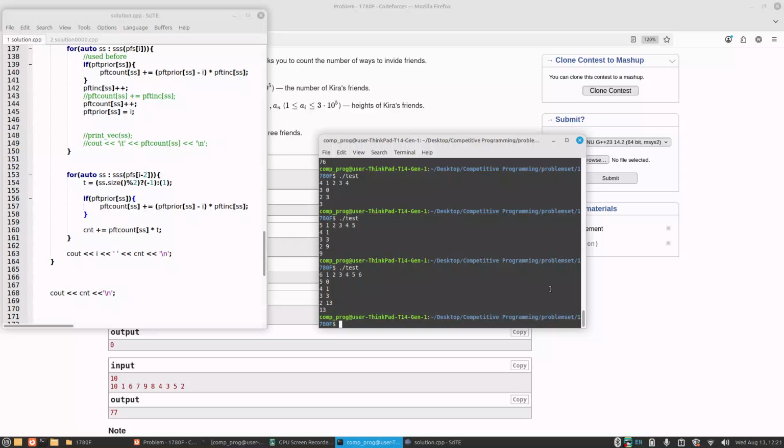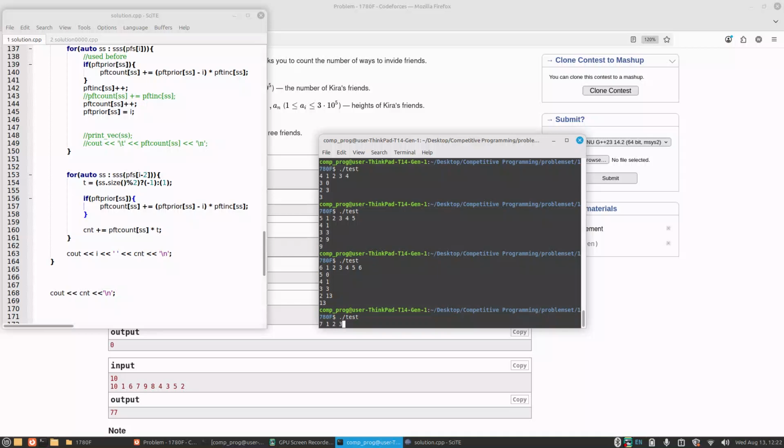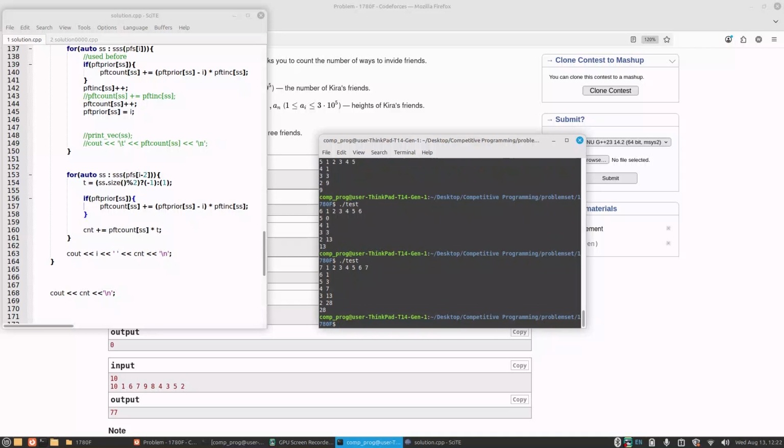2, 3. Yep. So it should be adding 4 there. No, it should only be adding 2, that's correct. And then for the last one, we add 10. I don't see the problem with that. Yep, that's correct. That's correct.